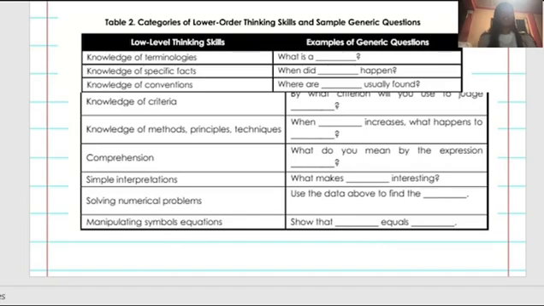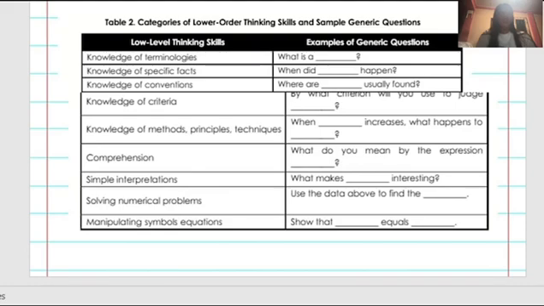So for table 2, this shows the categories of lower order thinking skills and specific samples of the generic questions. So the low level thinking skill, which first is the knowledge of terminologies. So what is a blank? So for the knowledge of specific facts, when did blank happen? For the knowledge of conventions, where are blank usually found? Knowledge of criteria, knowledge of methods and principal techniques. When blank increases, what happens to blank?